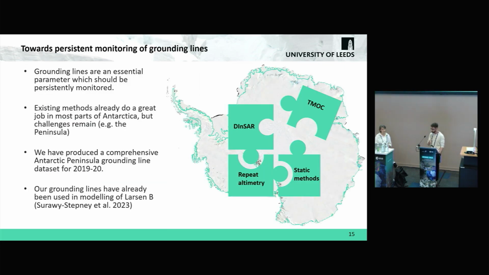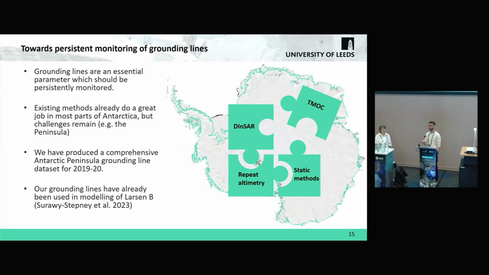So to kind of sum up, we all agree that grounding lines are an essential thing to monitor, and existing methods do a great job generally. There are a few places where it's more challenging and there are still problems, and the peninsula is an example of that. The peninsula in many ways is the awkward bit of Antarctica to study, I think. At least that's my experience.